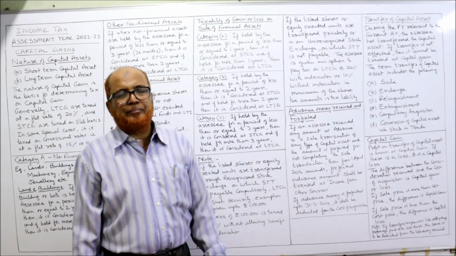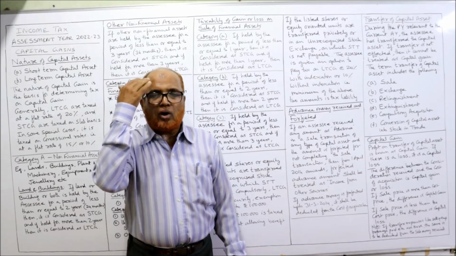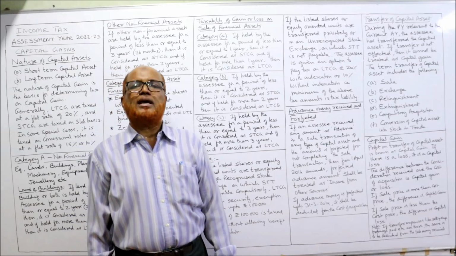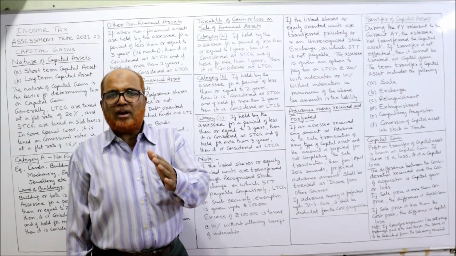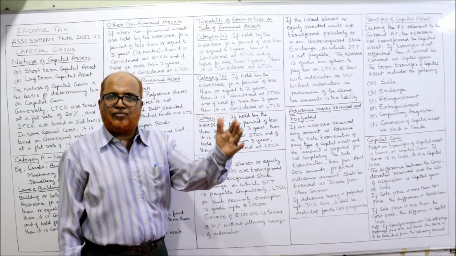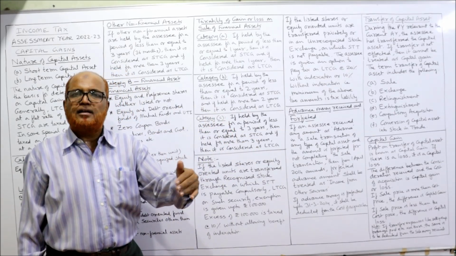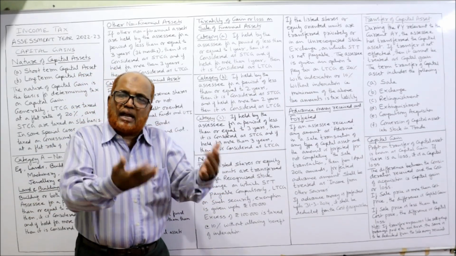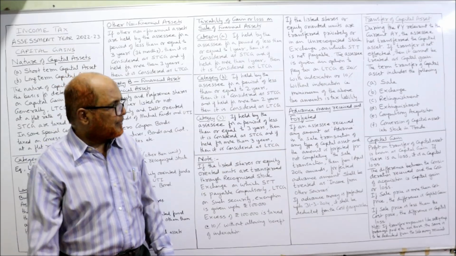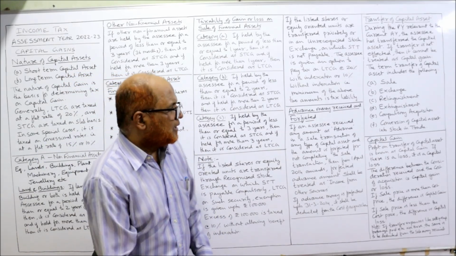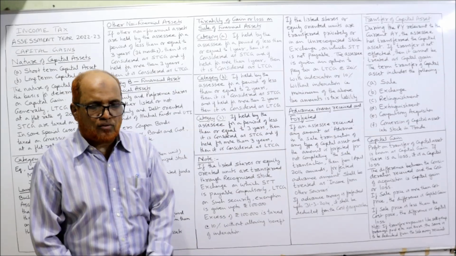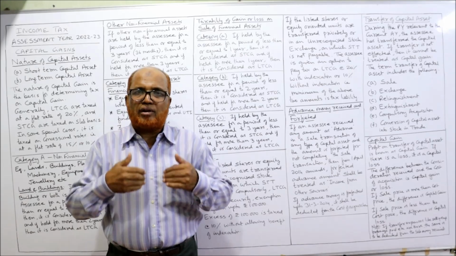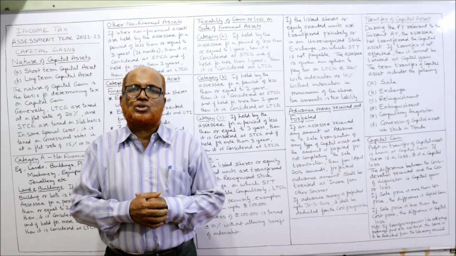Lastly, capital gain. Profit arising on the transfer of capital asset is called capital gain or capital loss. So whenever the capital asset is transferred and gain arises, then only it will. If there is no capital asset, no capital gain. If there is no transfer of capital asset, no capital gain. So the difference between the consideration received and the cost of acquisition is the capital gain or loss.